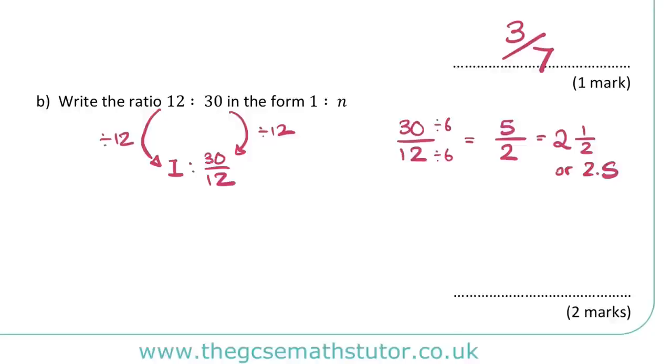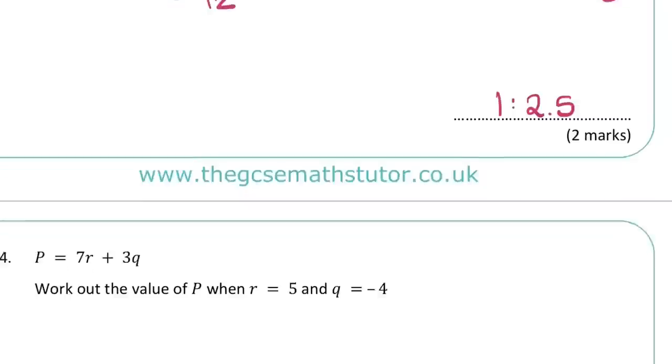It's absolutely fine. You can use any of these numbers. I'm going to write it as 1 to 2.5, just because I've gone through the process of simplifying it now. I may as well write it in that form. But 30 over 12 there would have been absolutely fine. So there we go, 1 to 2.5.